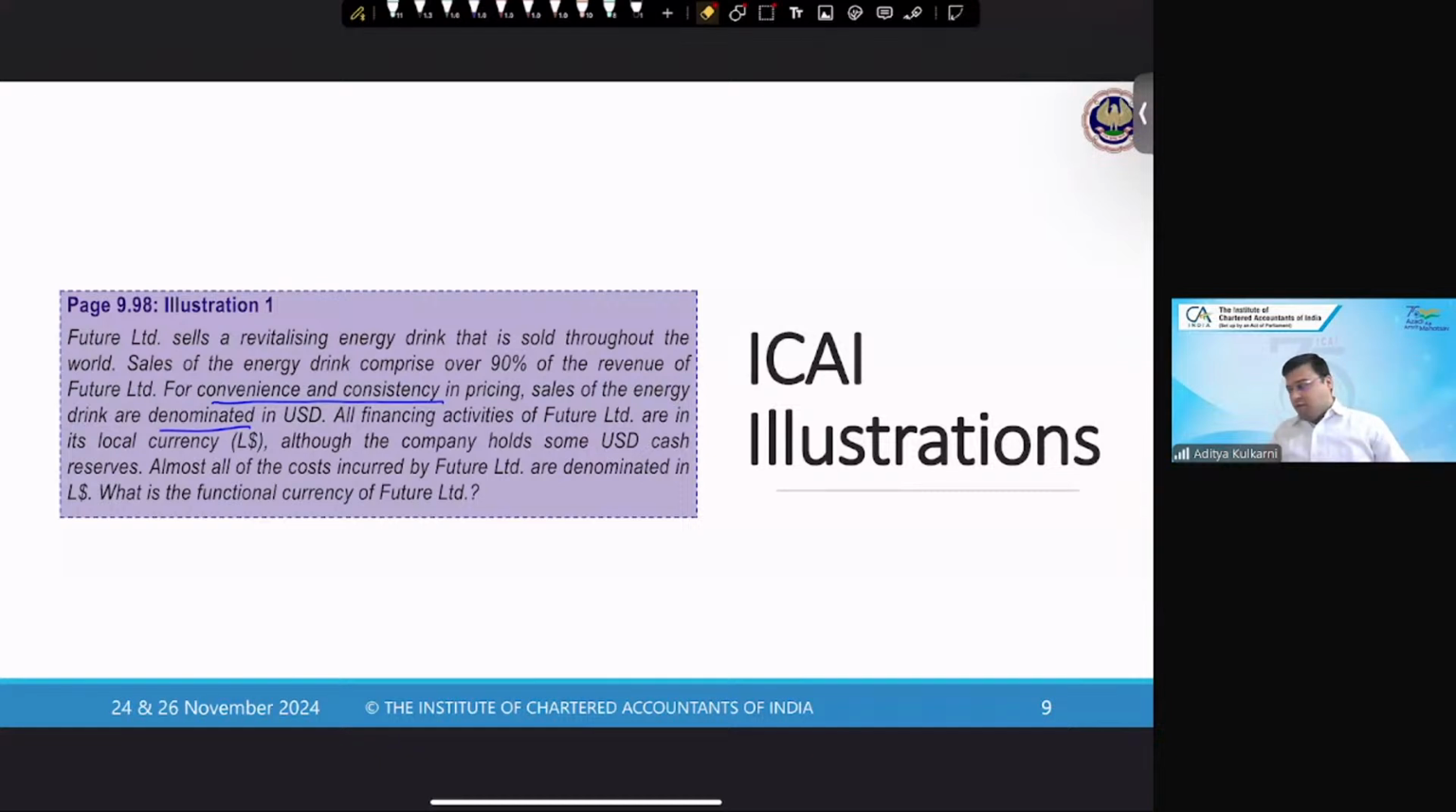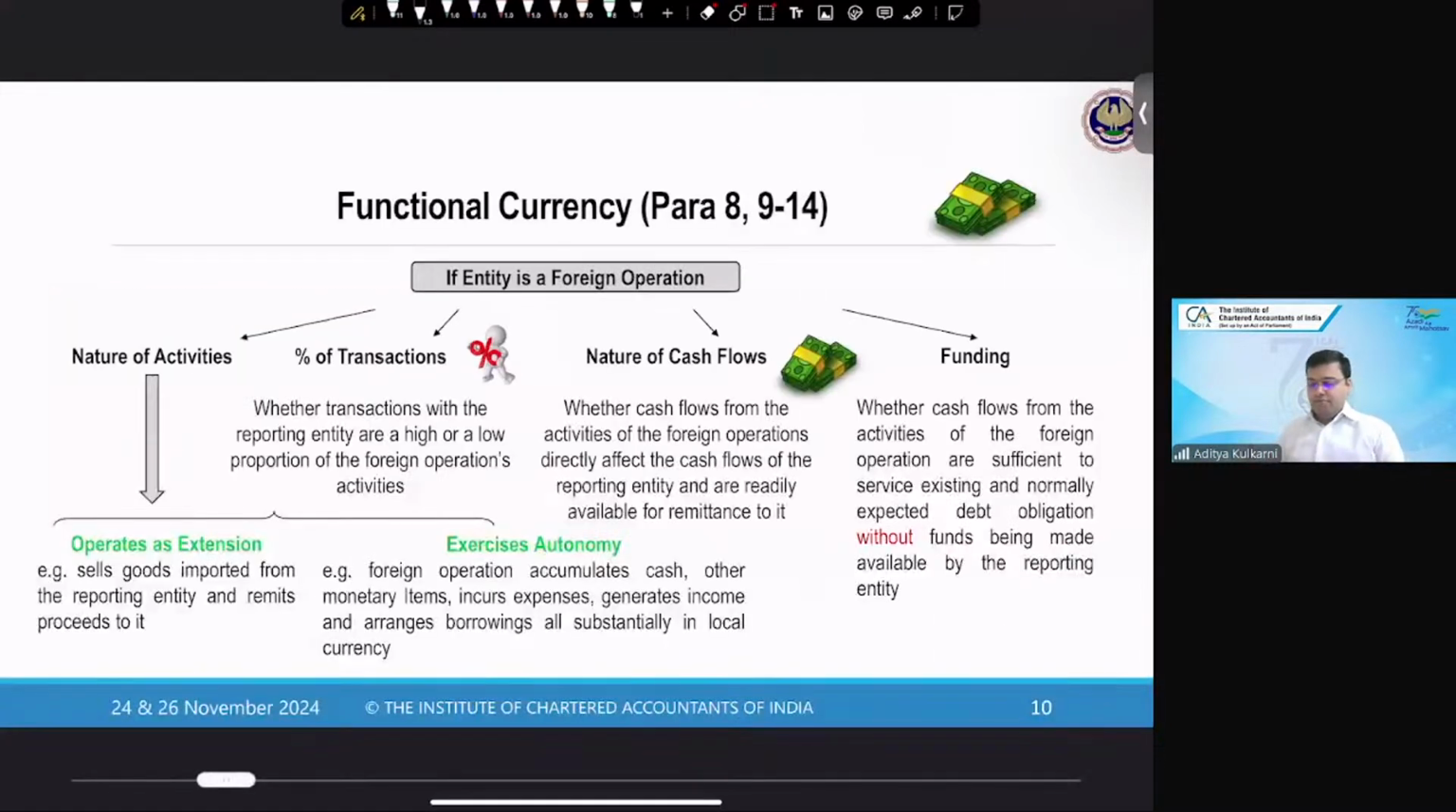They have said all financing activities are in L dollars. And there are some US cash reserves. All the costs of the future company are denominated in L dollars. What is the functional currency? So costs come in there, financing happens in L dollar, and therefore your functional currency is L dollar. Okay, so that is done. All right.